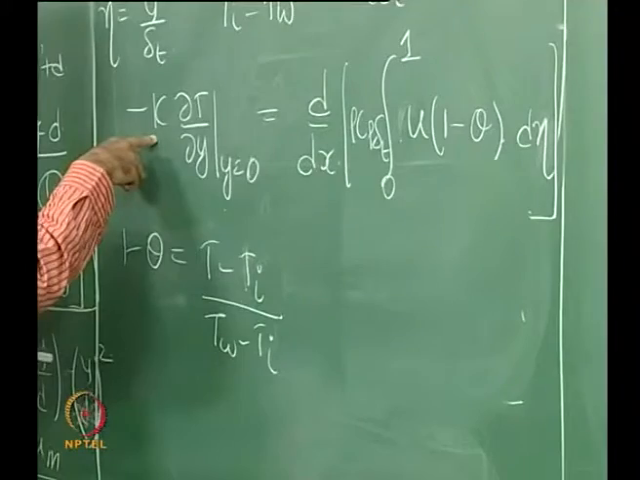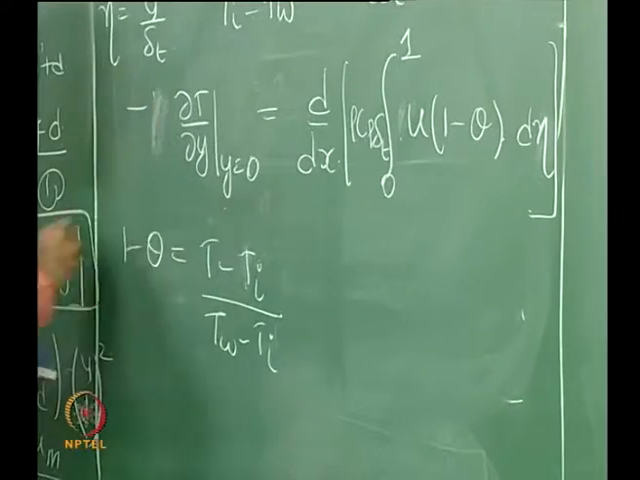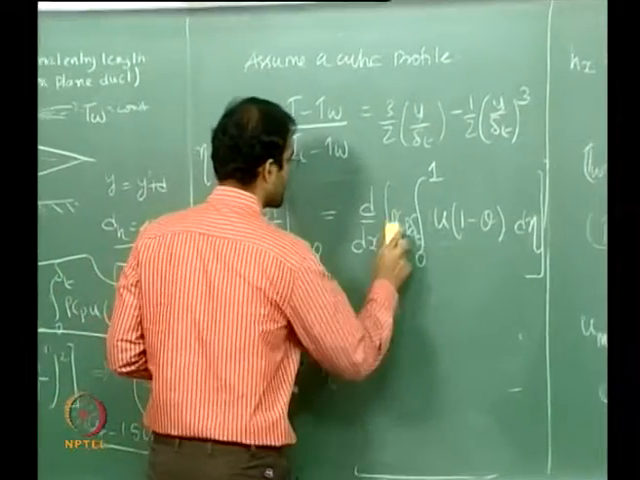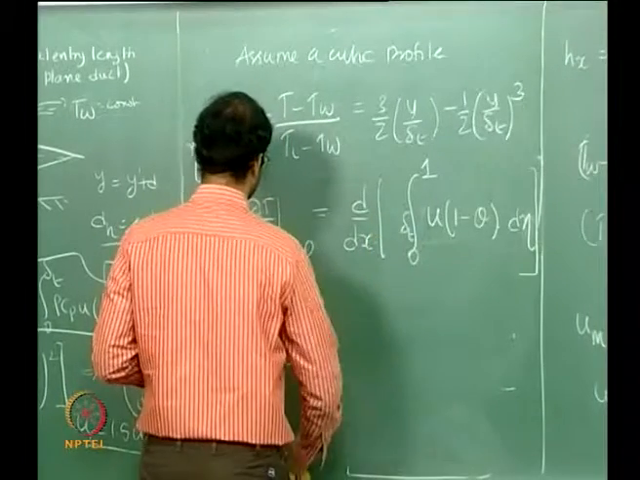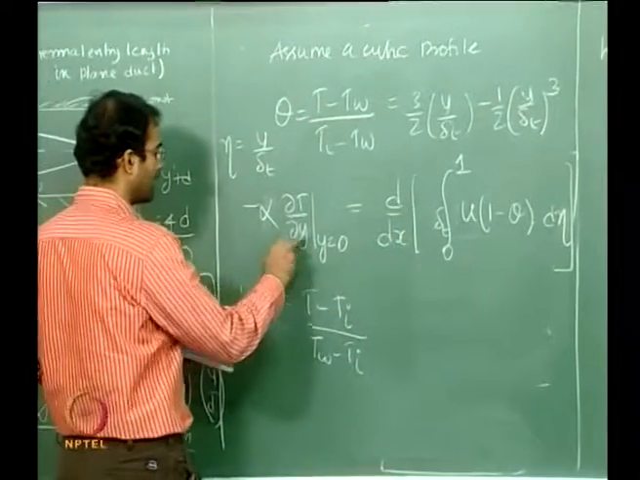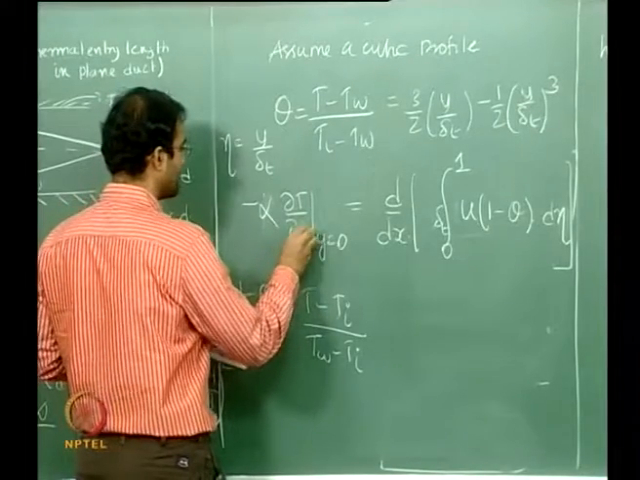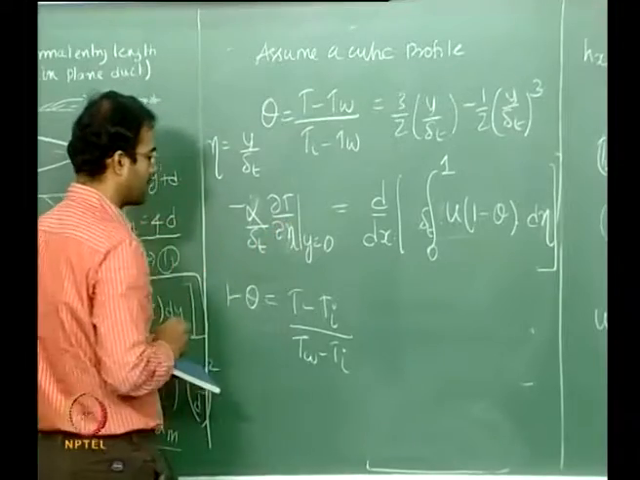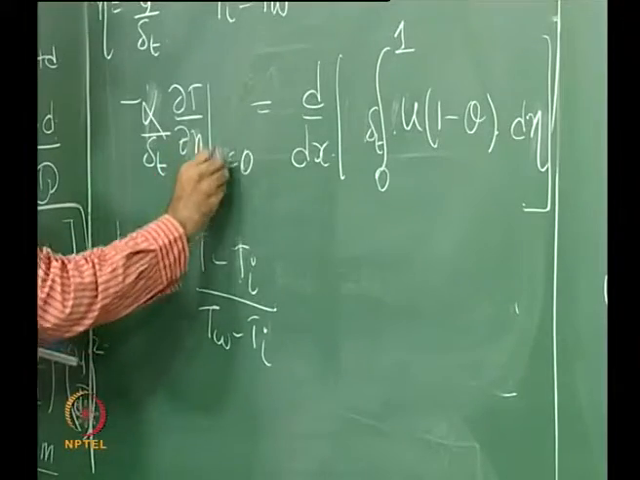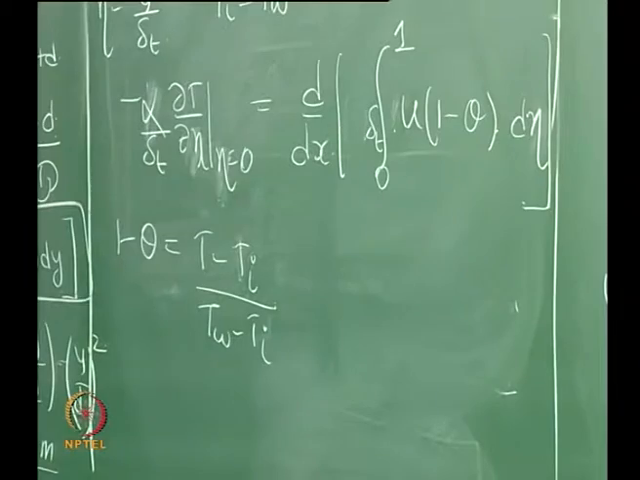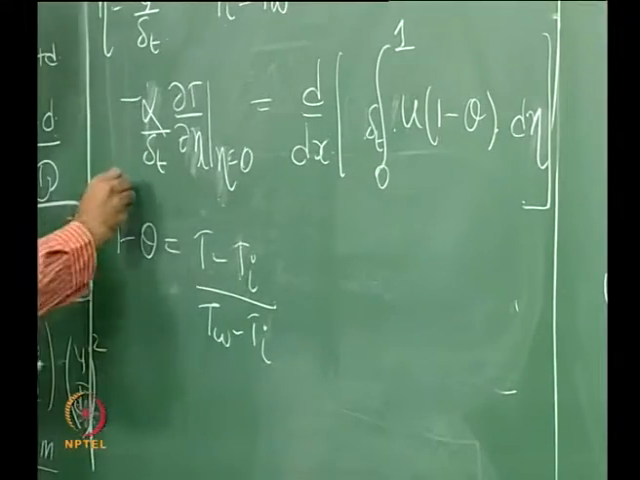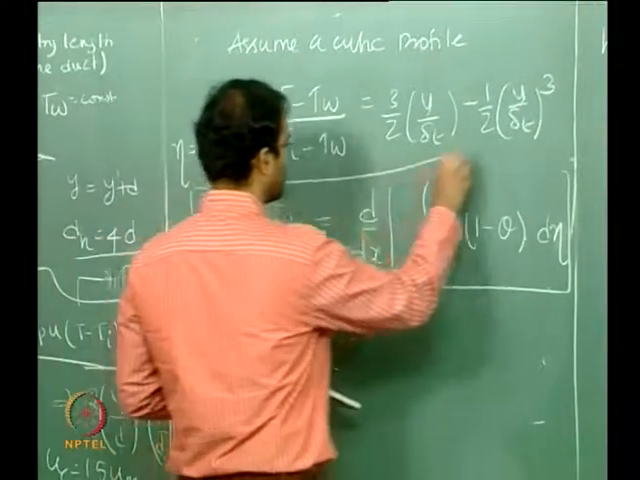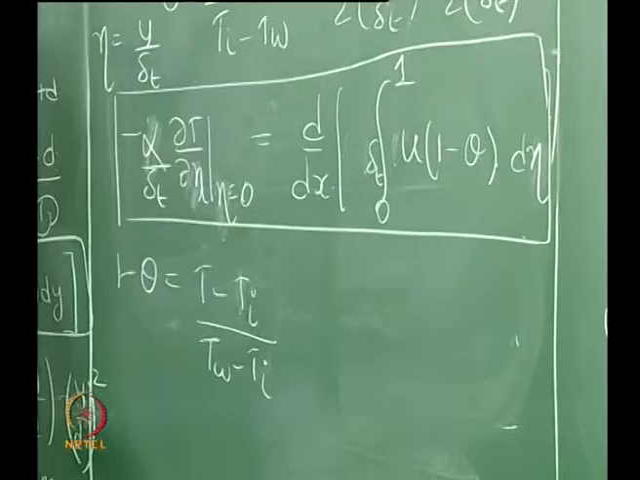Once again this k can be written as alpha rho Cp, right? So rho Cp cancels on both sides, and I can convert my y in terms of eta. So I have to also multiply by delta t in the denominator. So this becomes the derivative at eta equal to 0. Okay, so this is my modified energy integral, a slightly modified form for the case of constant wall temperature.